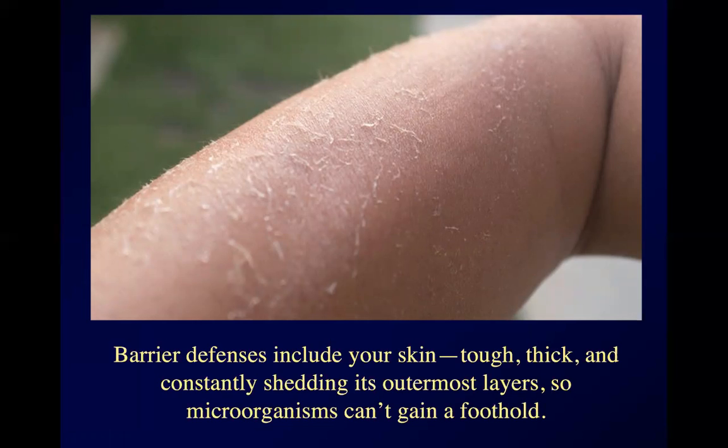Your skin is constantly shedding its outermost layers. There are actually bacteria that are adapted to live on your skin. In fact, everybody has well over 100 different bacterial species living on your skin. And indeed, if you get too many of them in certain parts of your skin, you start smelling bad. Bacteria are the cause of things like underarm odor. But since your skin is constantly shedding its outermost layers, it's harder for pathogenic bacteria, disease-causing bacteria, to gain a foothold.